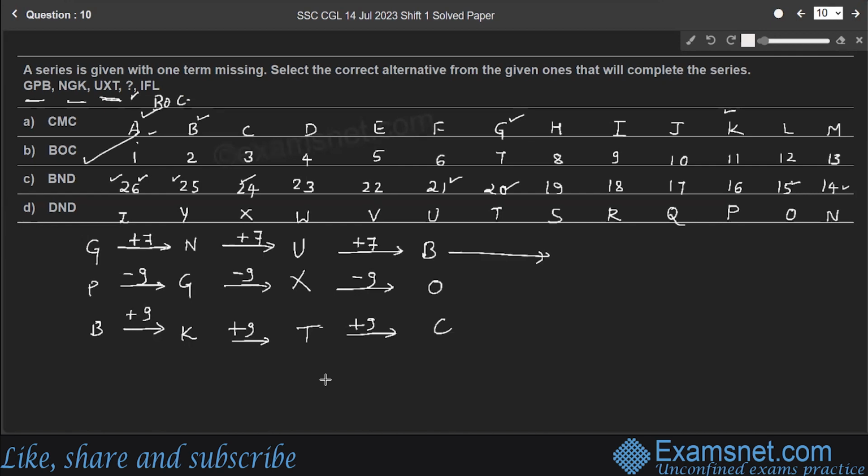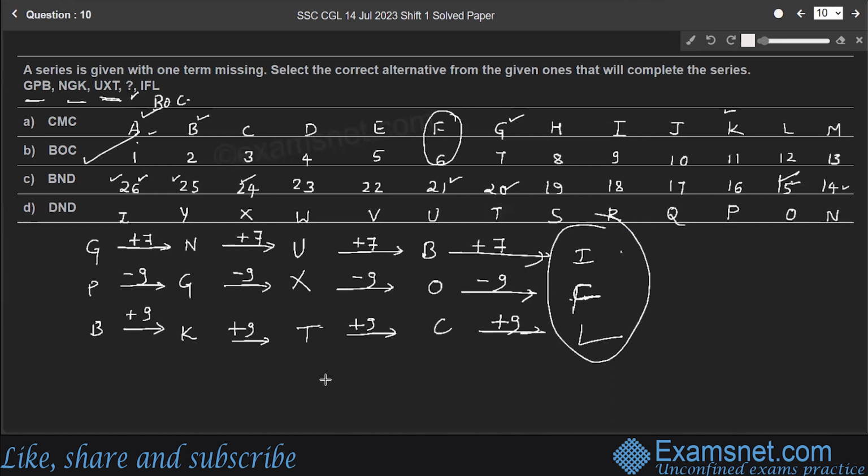You can verify the answer by considering the last letter cluster. In which B plus 7, 2 plus 7 becomes 9, which is I. So, O minus 9. O is 15, minus 9 is 6, which is F. Whereas C plus 9. C is 3 plus 9 is 12, which is L. So the last letter cluster is IFL, right, which is given already. Therefore, the answer is verified. So the fourth letter cluster is BOC. Option B is the right answer.